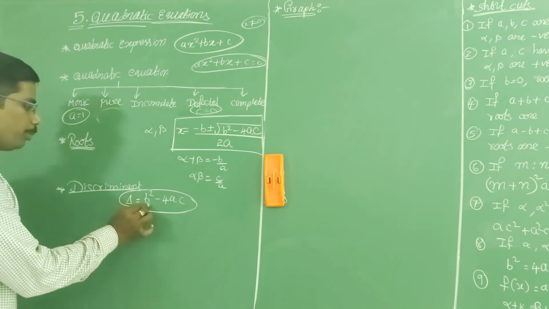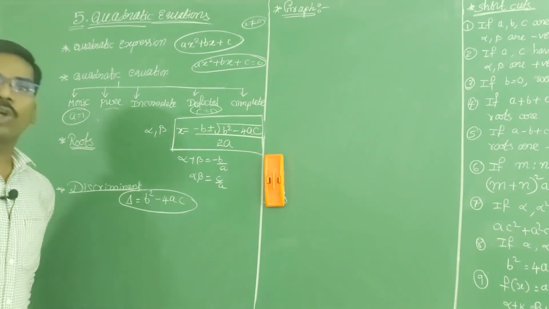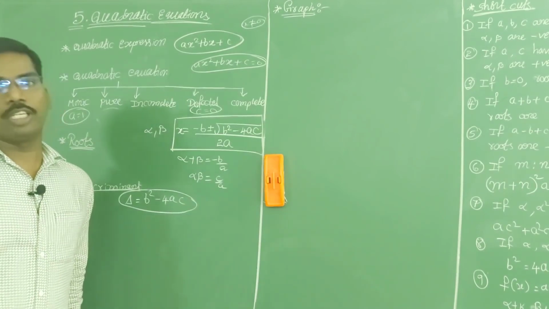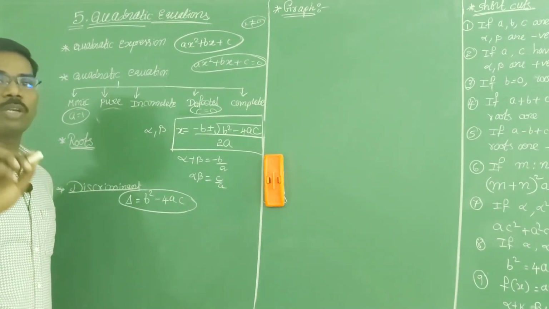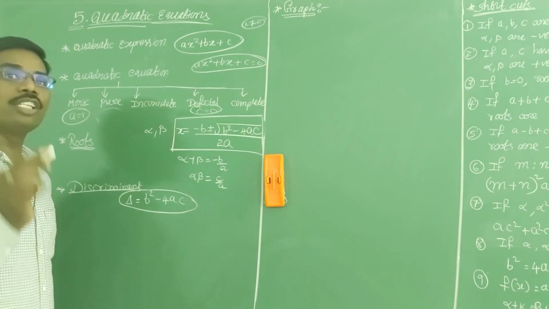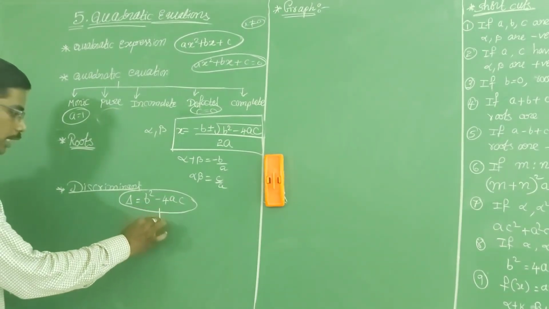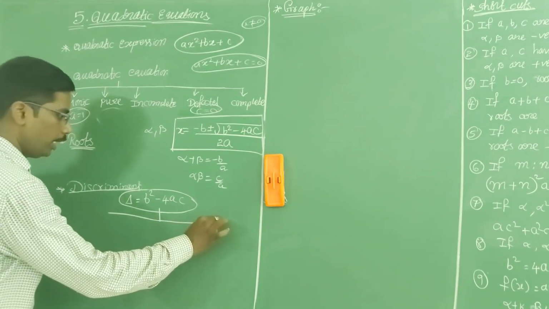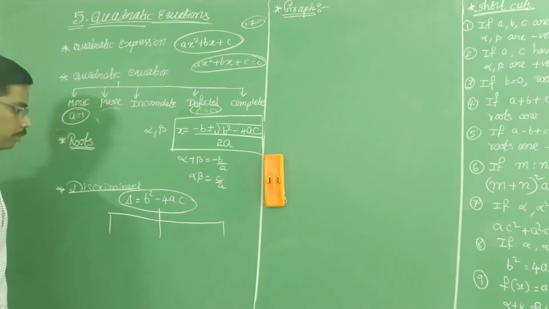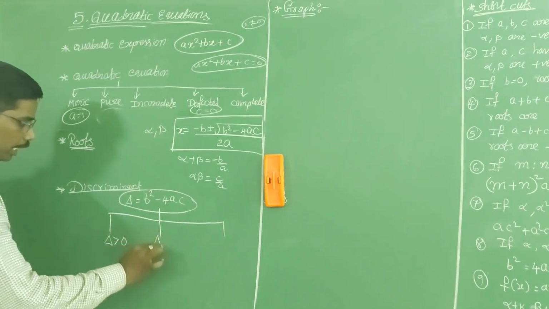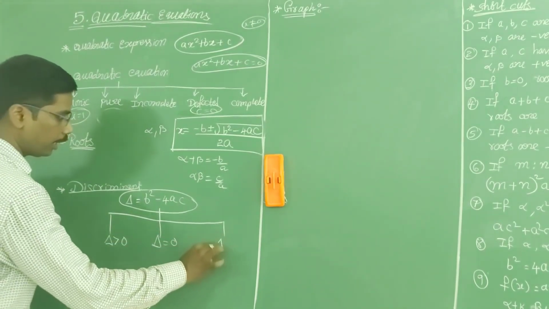So delta is equal to b square minus 4ac is called the discriminant of the quadratic equation ax square plus bx plus c is equal to 0. Delta can also be written as small d. Now listen, here three conditions will be there: delta greater than 0, delta is equal to 0, delta less than 0.